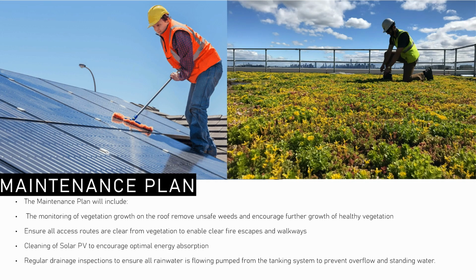The maintenance plan will include the monitoring of vegetation growth on the roof to remove unsafe weeds and encourage further growth of healthy vegetation. It will ensure all access routes are clear from vegetation to enable clear fire escapes and walkways, cleaning of the solar PV to encourage optimal energy absorption, and regular drainage inspections to ensure all rainwater is flowing and pumped from the tanking system to prevent overflow and standing water.